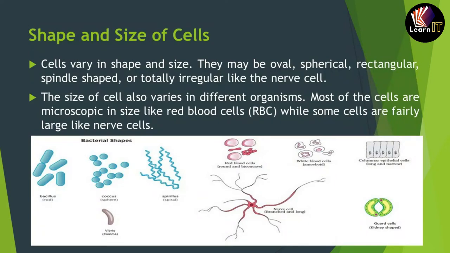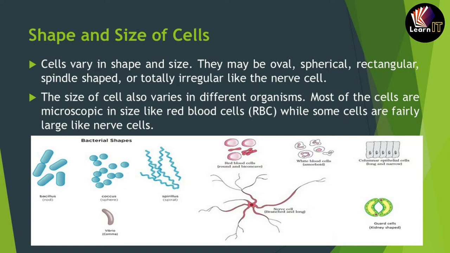Now we'll divide cells on the basis of their shape and size. We all know that cells vary in shape and size. They are of different kinds. They can be oval, egg-like shaped, spherical or circular, rectangular or box-like, spindle-shaped, or totally without a regular shape, which is known as irregular, as in the nerve cell.